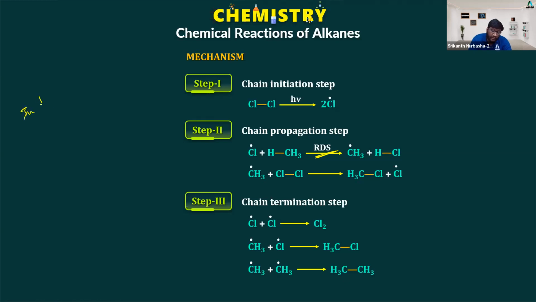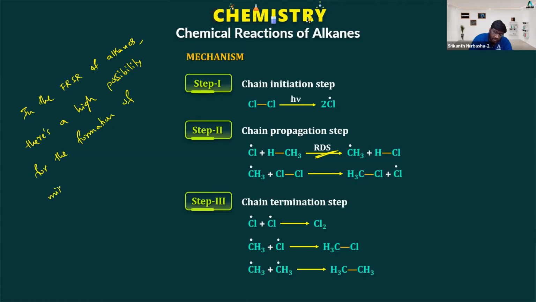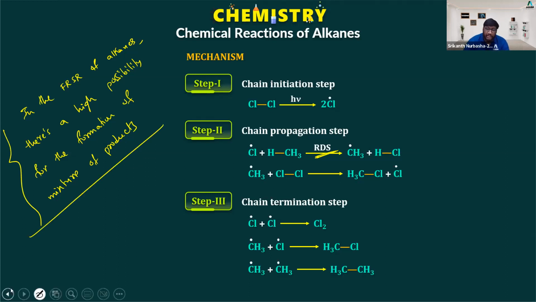So in the free radical substitution reactions of alkanes, there is a high possibility for the formation of a mixture of products. That is why, whatever haloalkane you are supposed to prepare, you are not going to choose this path. Is that clear, students? Is everything clear so far?